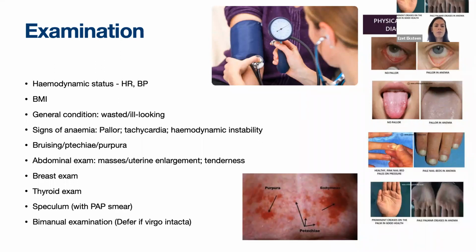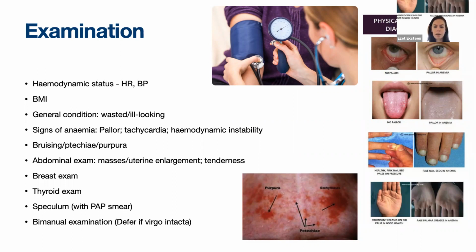Also, keep an eye out for any bruising or petechiae. Look for purpura. We usually do an abdominal examination to look for masses or if there is any uterine enlargement, and then also associated tenderness. And to be thorough, we can also do a breast and thyroid examination.